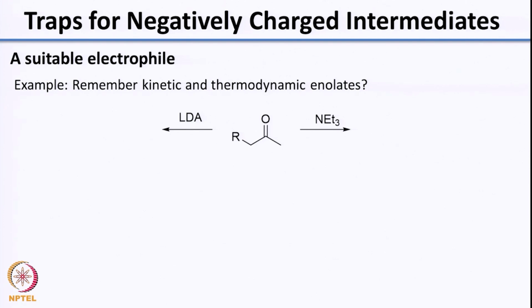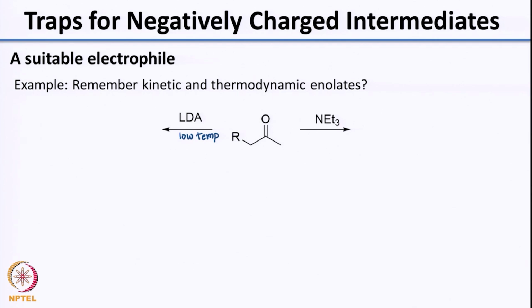So if you remember what you had studied about kinetic and thermodynamic enolates, in which case do you get the kinetic enolate? And remember I had asked you to look at the situation where you use a low temperature. So when you use a low temperature, what you get would be the kinetic enolate, and with another base like triethylamine you would end up getting the thermodynamic enolate. So let us go ahead and write the structure of both the enolates.